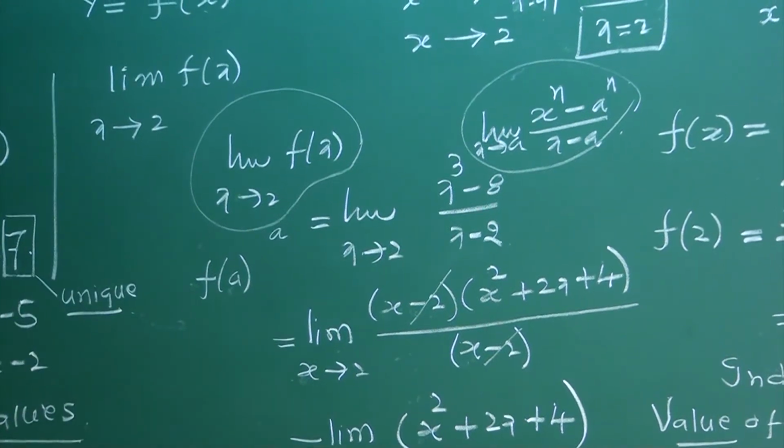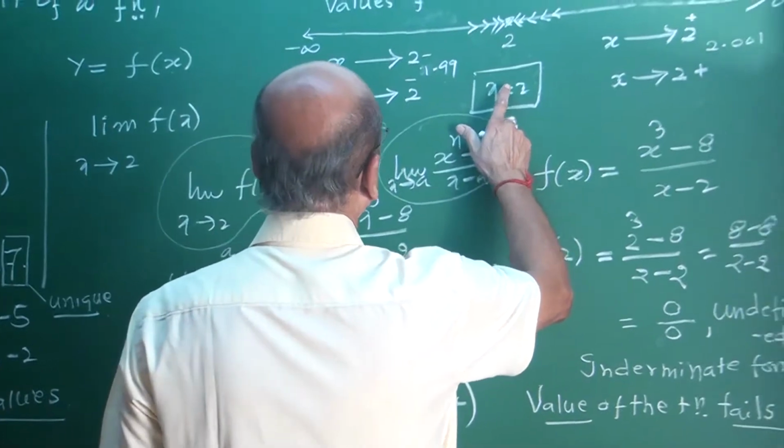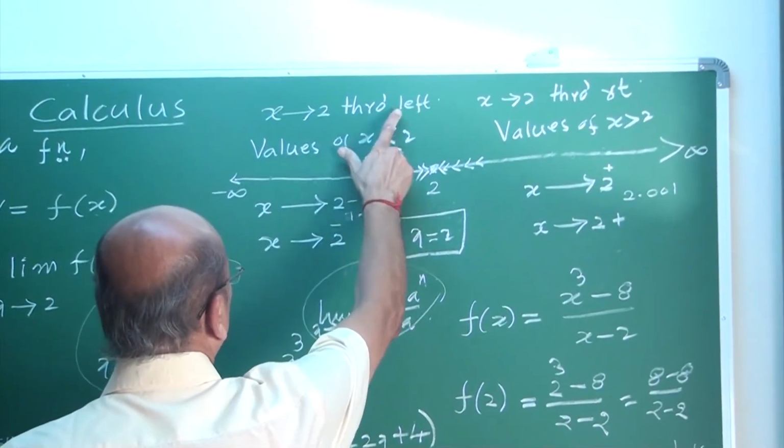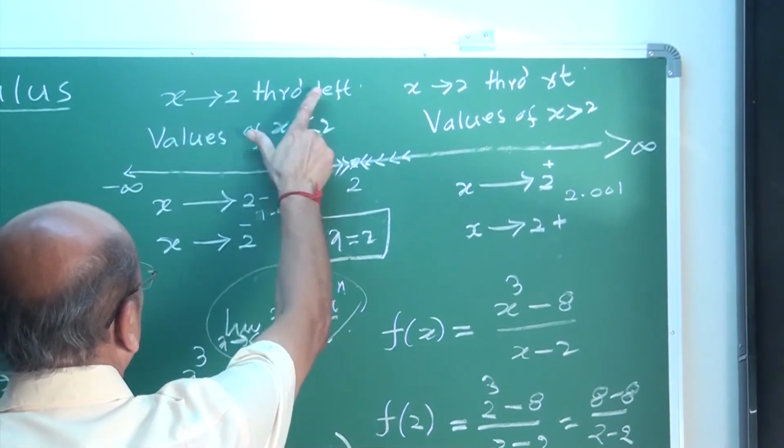Next, my approach is here. x tends to 2 through left. Limit of the function as x tends to 2 through left.